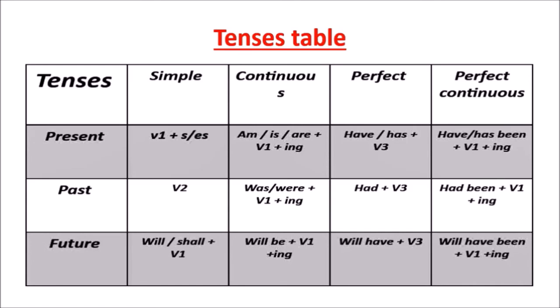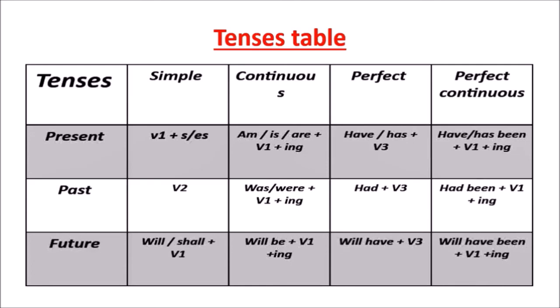Look at the first one, simple present tense, that is verb 1 plus s or es, the plural form of the verb. Next is simple past, that is the verb 2 form. Next is simple future, that is will or shall plus verb 1. So this is the simple form. Look at the next form, that is continuous form. Present continuous, what is the formula? Am, is or are plus verb 1 plus ing.